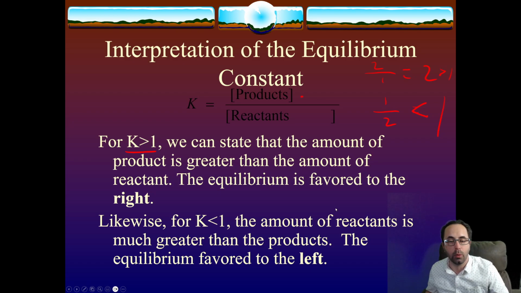And so when there's more products at equilibrium than reactants, we say the equilibrium favors the right side of the equation, or the product side. If there are fewer products than reactants, we say that the reaction favors the left, or the reactant side. So equilibrium will favor the left.